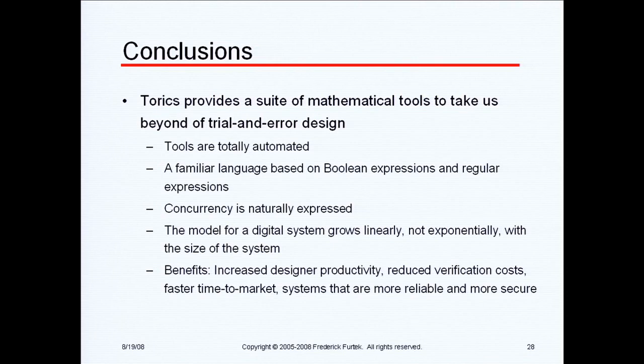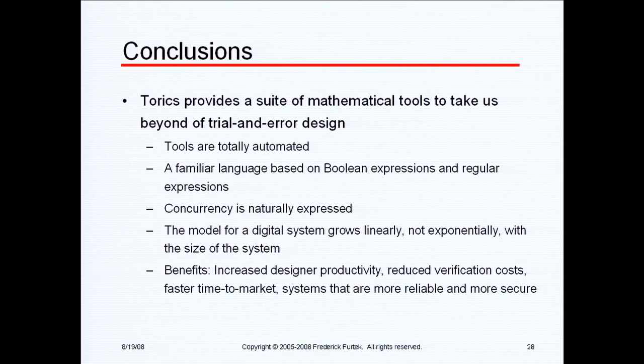I like to think of it as not the multi-core era, but the concurrency era. Google and every other company in the field is going to be facing serious issues related to concurrency. And they must be addressed. And because of our approach to concurrency, the model for a digital system grows linearly, not exponentially, with the size of the system. What are the benefits of this technology?